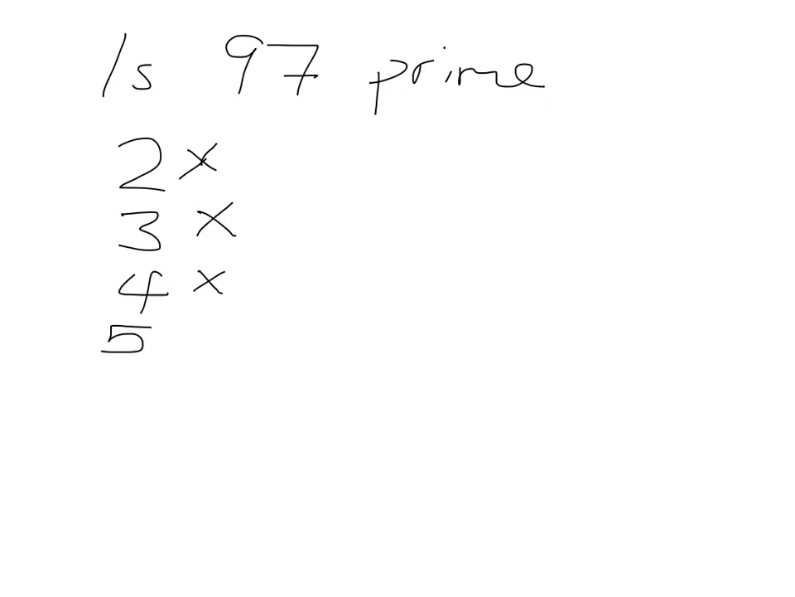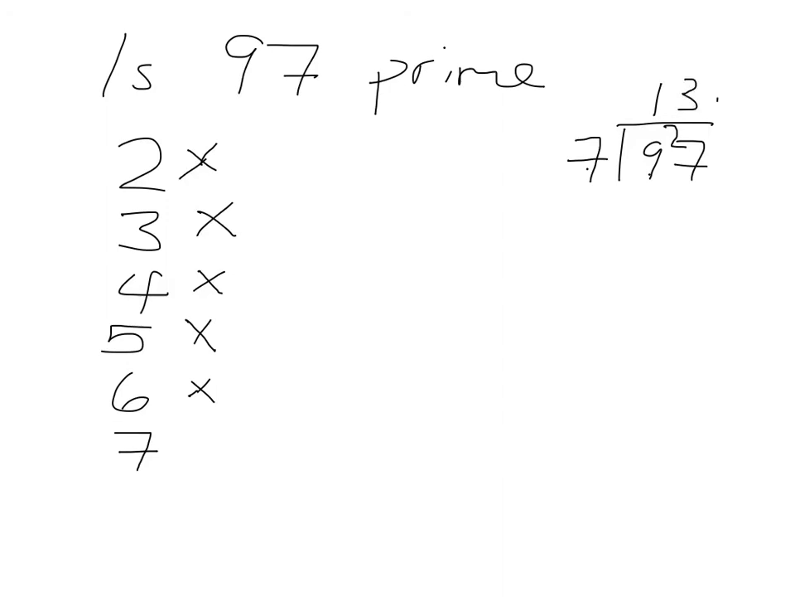Does 5 go in? No. You know how the 5 times table works: 5, 10, 15, 20, 25. Everything ends in a 5 or a 0, so 5 doesn't go in. Does 6 go in? Well, again, it can't, because it would have to be even for it to go in. Does 7 go in? Well, let's check. 7 into 97. 7 goes into 9 once, remainder 2. 7 goes into 27 3 times, but it has a remainder of 6. So no, 7 doesn't go in. All right, I've checked a lot already. Have I checked enough? Well, let's just check. 7 times 7 is 49. I'm still in the small numbers because I'm below 97. So I have to keep going.